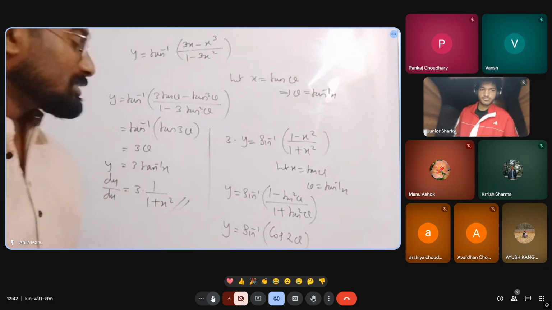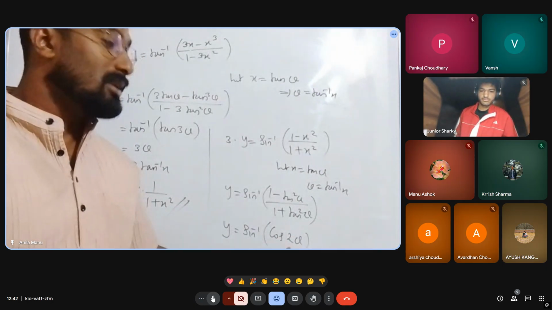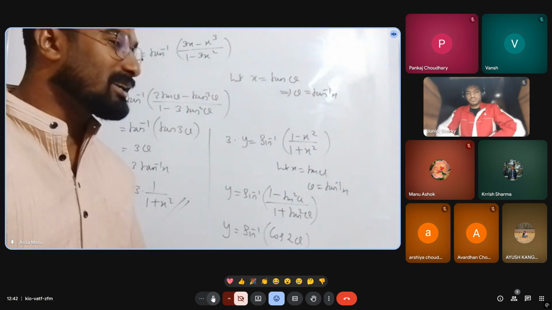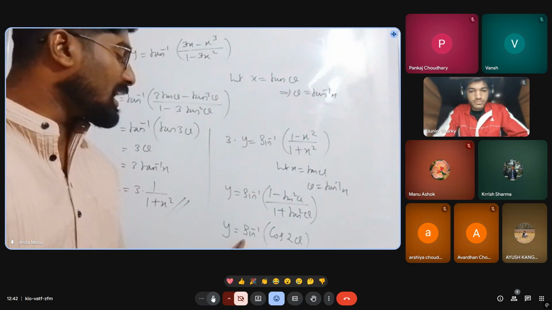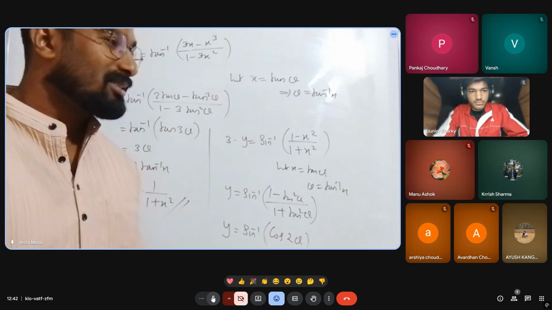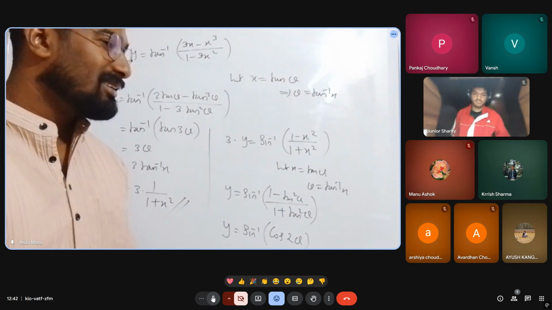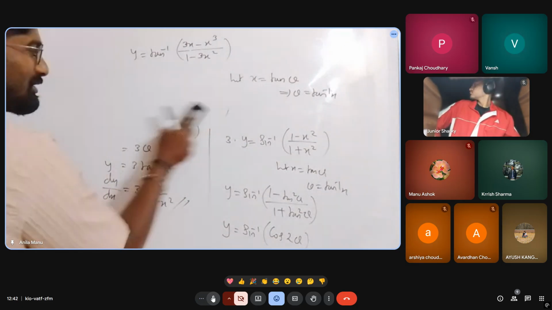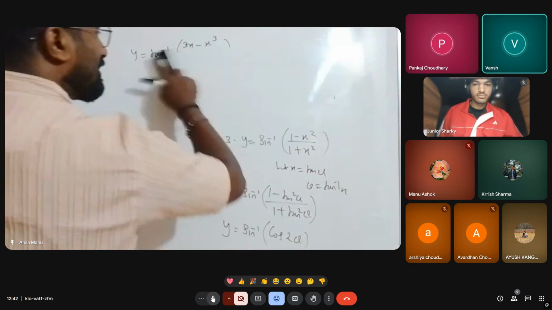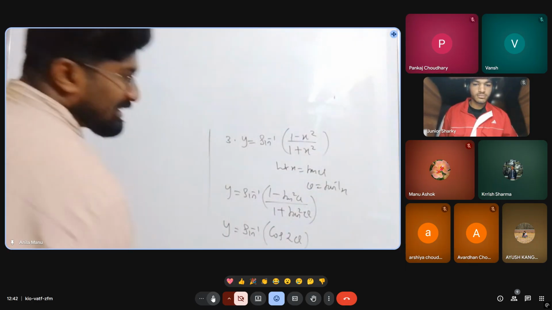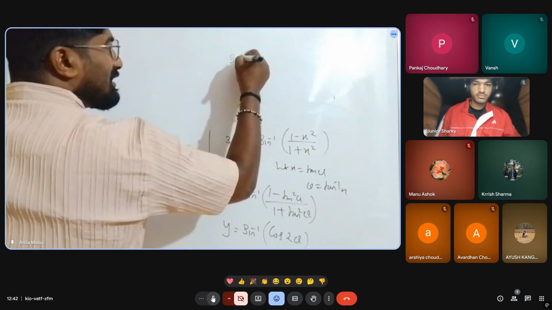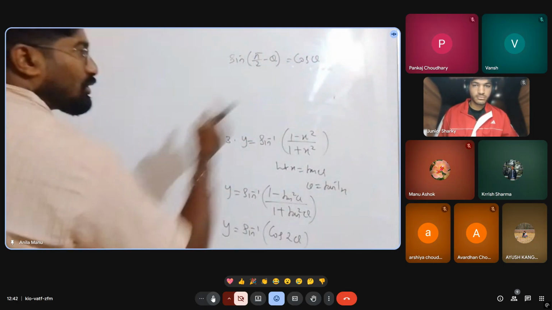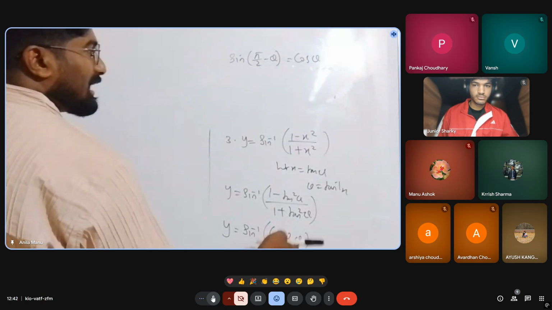My God, what will we do? See, sine inverse of cos, we can write sine inverse of sine only, or cos inverse of cos only, like that, meaning 2 theta. But here it is sine inverse of cos. So what should we do? Simple. Any idea? Sin of pi by 2 minus 2 theta. Very good. 90 minus theta, right? Sine of pi by 2 minus theta is what? Cos theta. So cos 2 theta can be written as sine of 90 minus 2 theta.